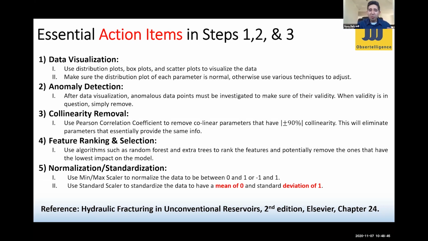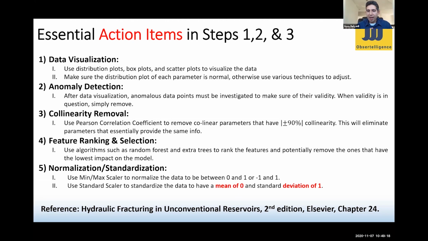And then before you feed the model into a machine learning model, you want to make sure you normalize or standardize the data. Some of the machine learning algorithms, for example, if you use artificial neural network, you have to normalize your data. If you don't normalize your data, your result will be erroneous, okay? And normalizing data simply means changing the features to be between 0 and 1.